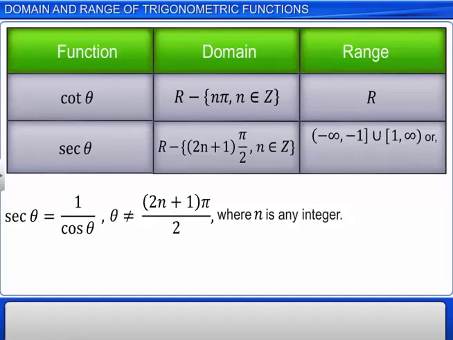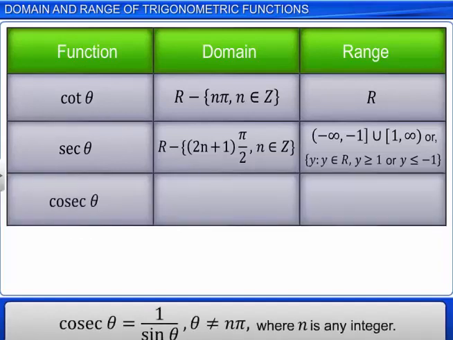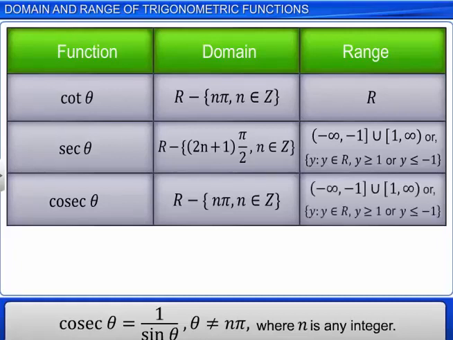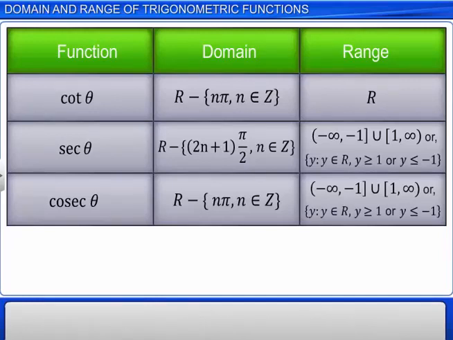In other words, the range is the set of all real numbers y such that y is greater than or equal to 1 or less than or equal to minus 1. Cosecant theta is defined when theta is not equal to n pi, where n is any integer. Thus, the domain is the set of real numbers not equal to n pi, where n is any integer. And the range of cosecant theta is the same as secant theta.